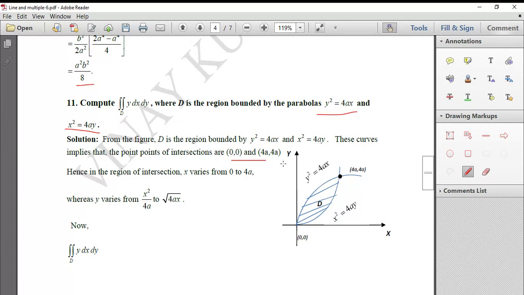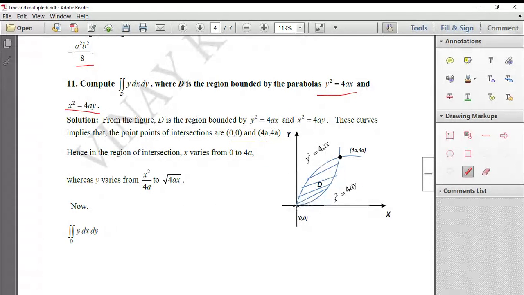Let us draw the graph. When x is 0, your y is also 0. When x is 4a, your y square is 16a square. Therefore, y is equal to plus or minus 4a. So that you will get like this, minus 4a and plus 4a. Join them. Assume that I had given all the real numbers in between them. So you'll get minus 4a to plus 4a. Go on, proceed further. That gives you the y square equal to 4ax region.